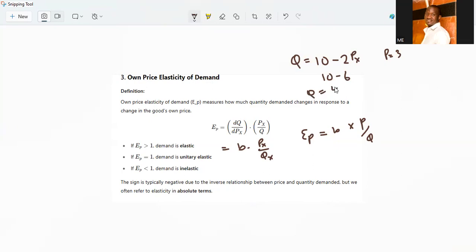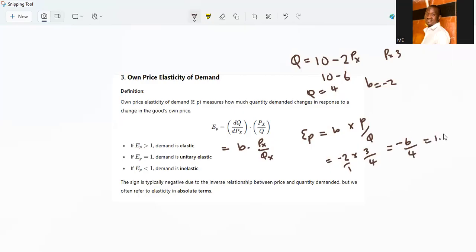Then what is our b? The b is the slope, the number that comes before the letter. So our b is what? -2. So if we're going to substitute this in here, we're going to say -2 where there's b, and the price was given as 3, and the quantity we've calculated as 4. So -2 times 3 is -6. Then 6 over 4, we're going to have -1.5.